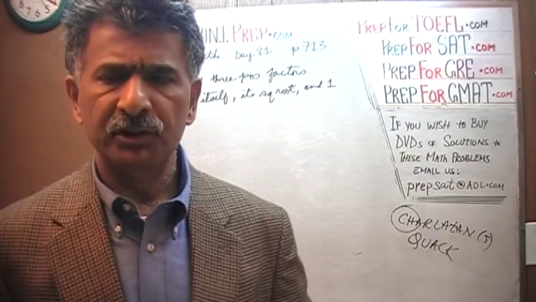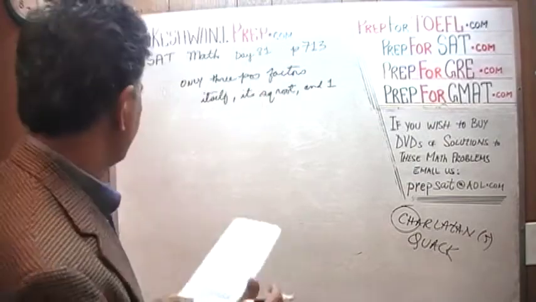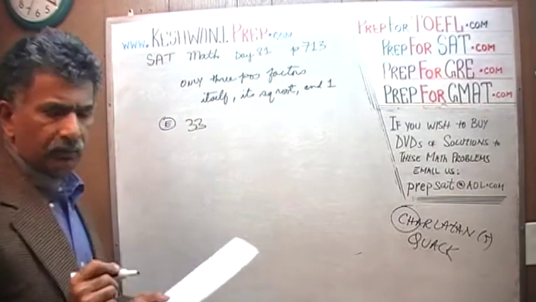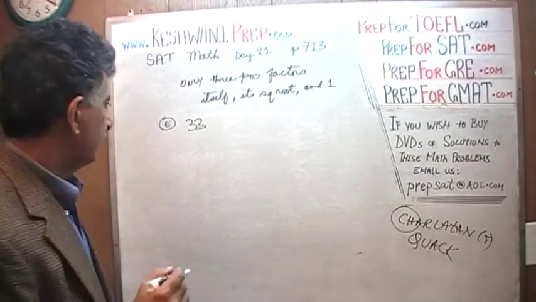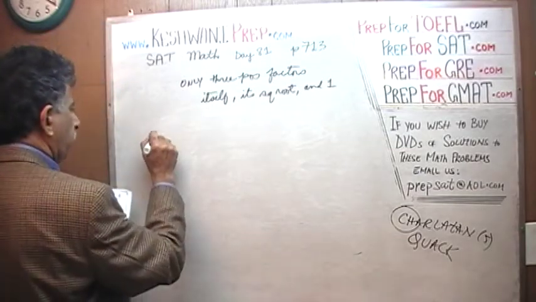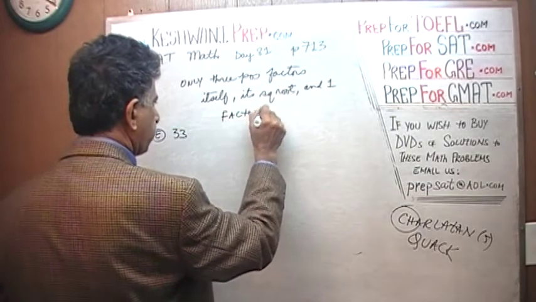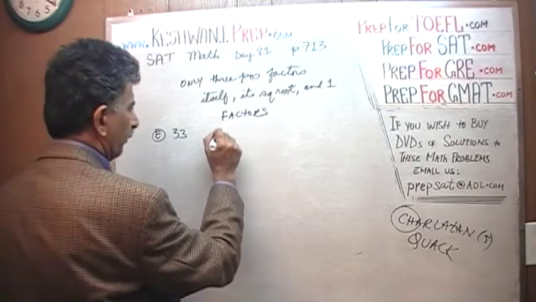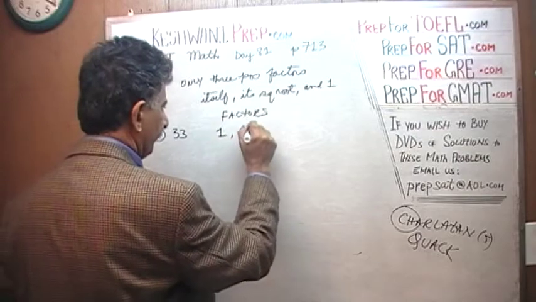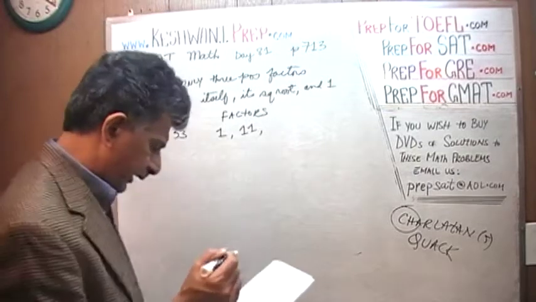Not perfect square, rather, which of the following is a simple square? They're putting simple square in quotation. Let's find out. Let's start with E, 33. What are the factors of 33? 1 is a factor of 33, but then again 1 is a factor of any number, and then 11.